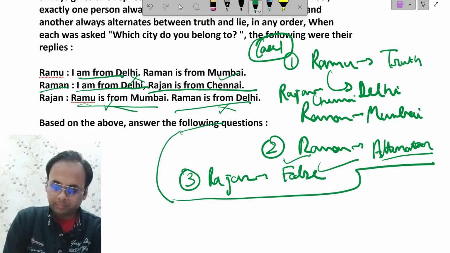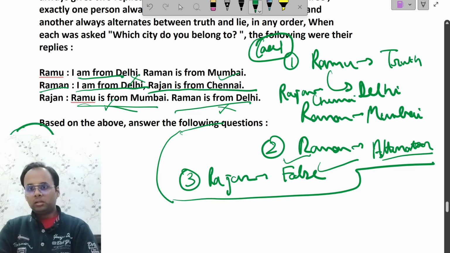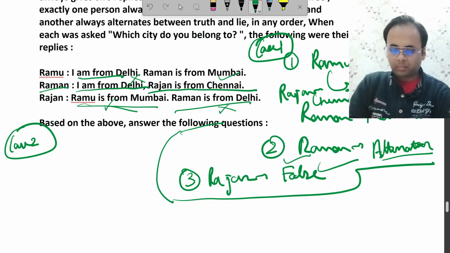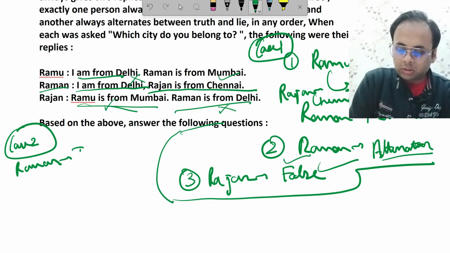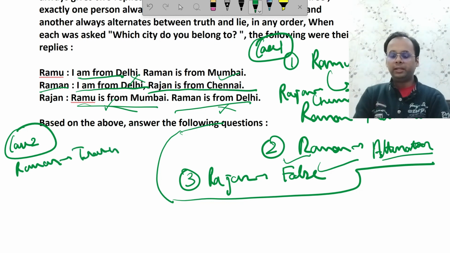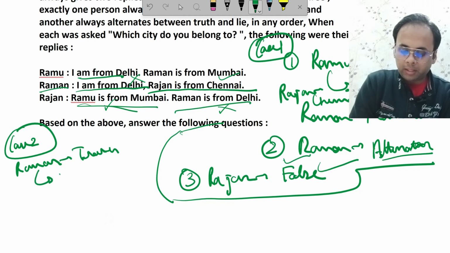Case number two. As per this case, let me say that Raman is the truth teller. So he says that I am from Delhi, so in that case Raman should be from Delhi. And he says Rajan is from Chennai, so Rajan is from Chennai.